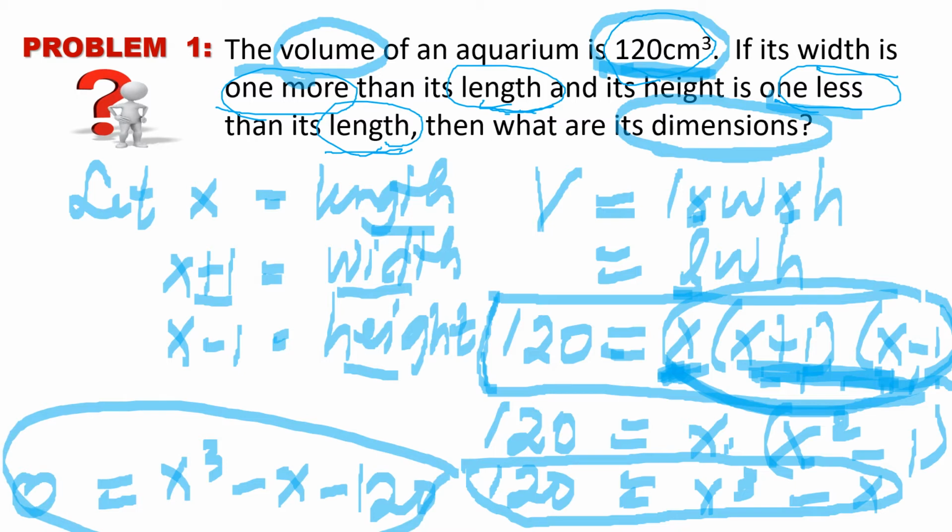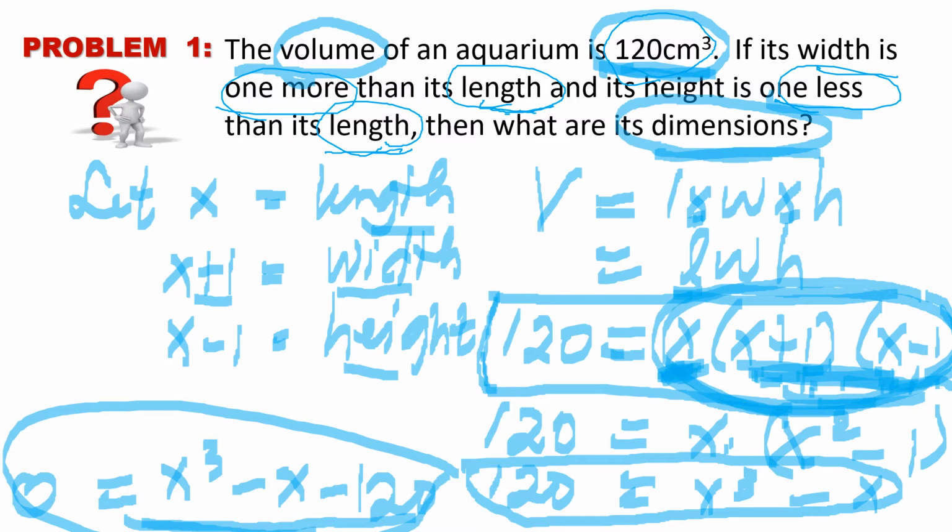Now, this is not yet the final answer to the problem because the main problem is we have to look for the dimensions. There are two ways to solve this. One is by looking at the polynomial and applying the theorems that we've learned before, looking for the roots. Or simply look at the given factors and do trial and error. What will replace x that when we multiply all this, we'll get 120? And I think that's easier.